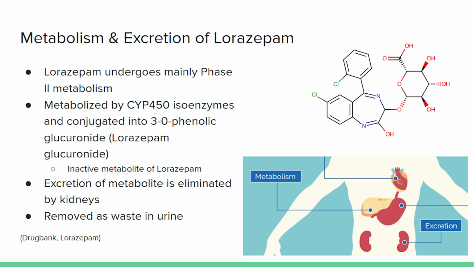And this doesn't really have any problems passing through the loop of Henle, and it's not usually reabsorbed into the bloodstream through the renal vein. So in the end, lorazepam is usually just excreted as urine.